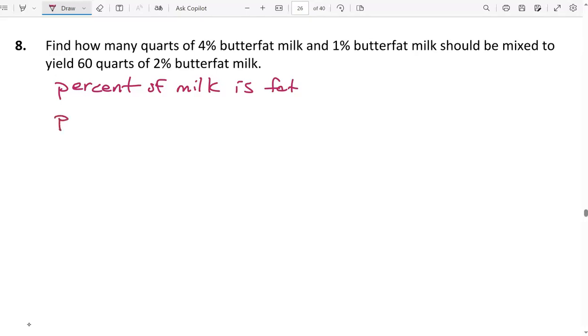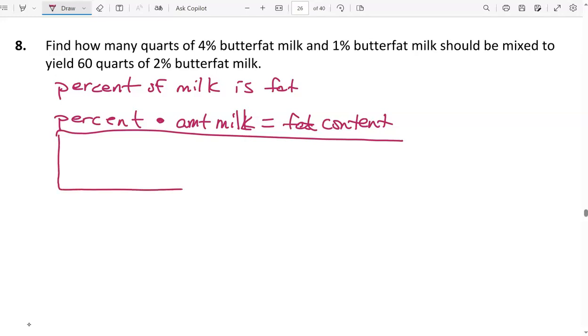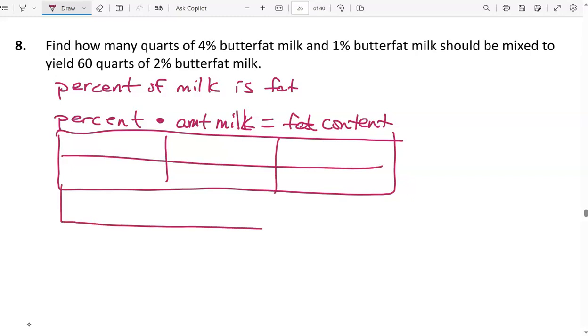So now I'm going to arrange this as an equation. The percent times, because of means times, the amount of milk is equal to, because is means equal in math, is the fat content. And the amount of milk and the fat content will be measured in quarts. So in a mixture problem, we're actually going to have 2 rows, one for each thing in the mixture, and the last row is for the mix.